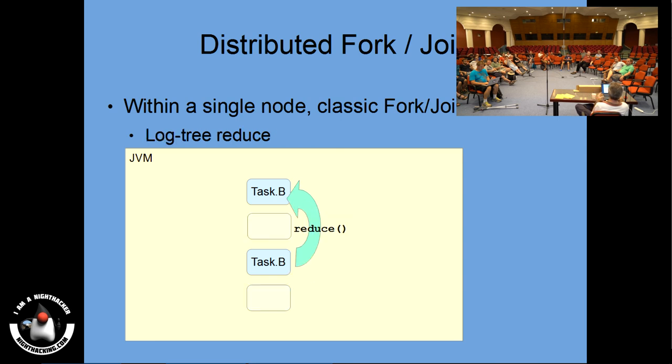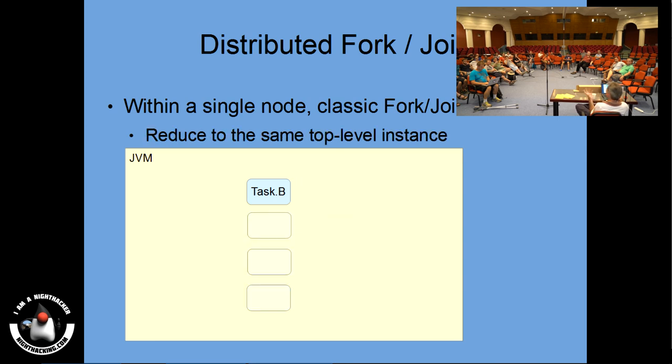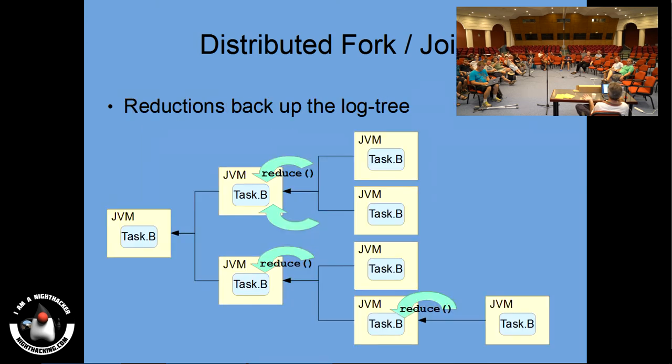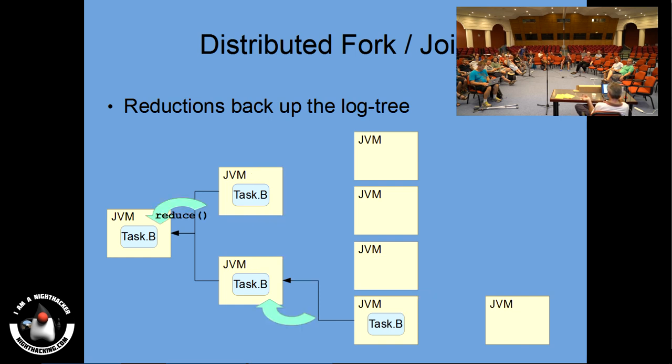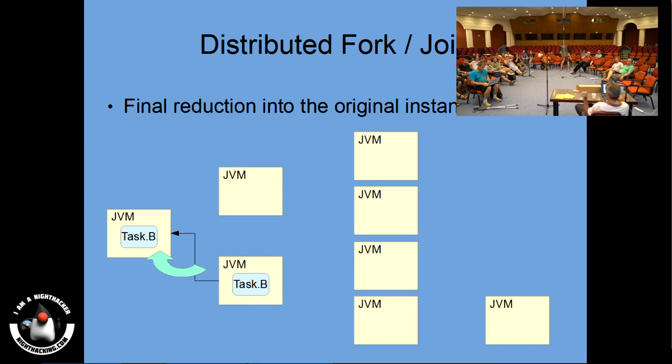They reduce, and they reduce, and they reduce until I get a value at the top level instance on a JVM, and then I go up the cluster in reverse. Now I serialize and jam it over the wire, and it goes over the wire and then is reformulated in reduction pair by pair up the cluster, up the log tree, until the last reduction happens in the last instance at the top that I started with, and my results are in the original instance I began with in the first place.